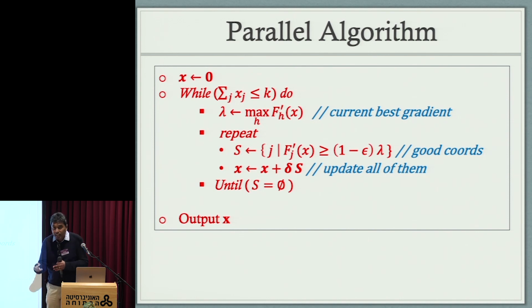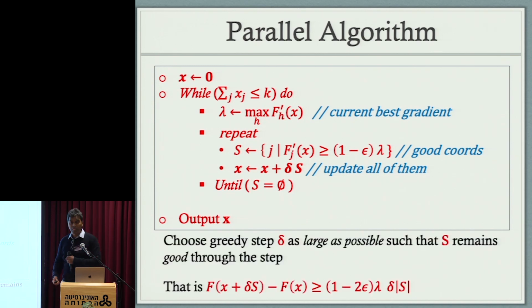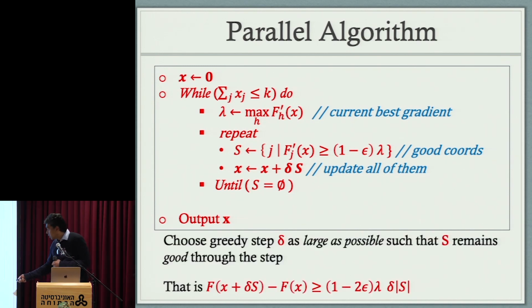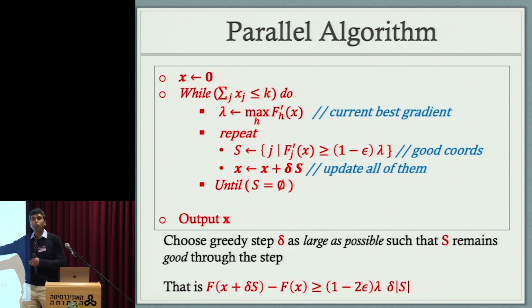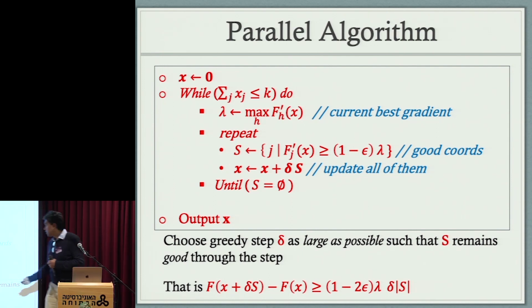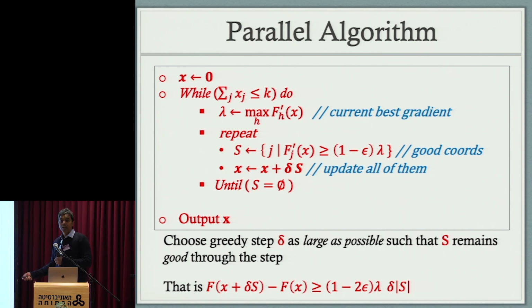I'll be greedy, and I say, take your idea, right? Take the maximum I can do so that I don't get any harm in the value. Okay, what does it mean? So I have to be a little careful. I choose the delta as big as possible, such that I don't harm myself. Okay, how do I quantify I don't harm myself? If I look at the delta after taking that step, what should I get? I should get at least 1 minus 2 epsilon times lambda times delta times S.